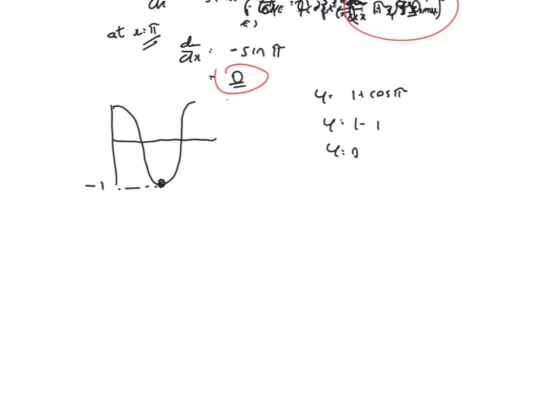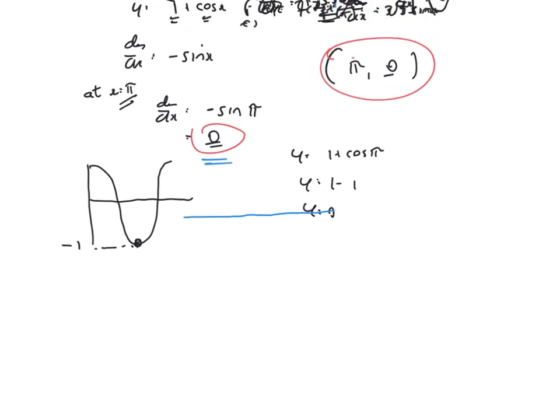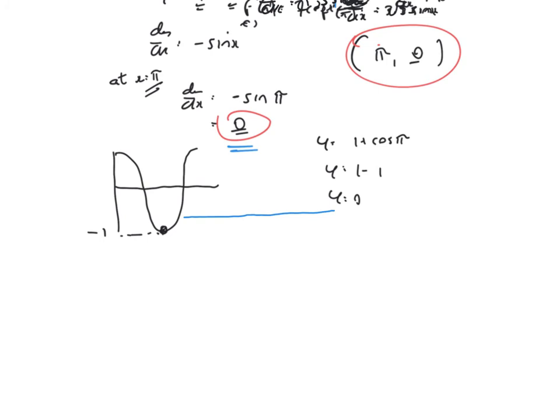Now think about the gradient here, it's 0, which means I've got a horizontal line. Now think about what you know about finding the equation of a horizontal line. It's just going to be y equals something, and it's just where you cut the y-axis, which is 0.